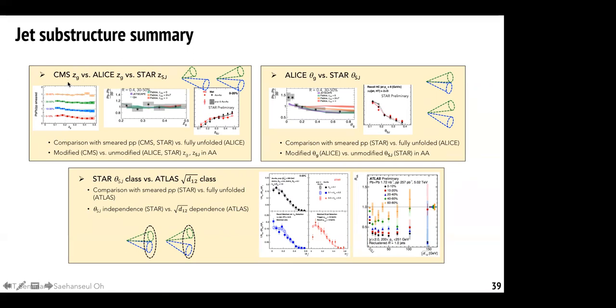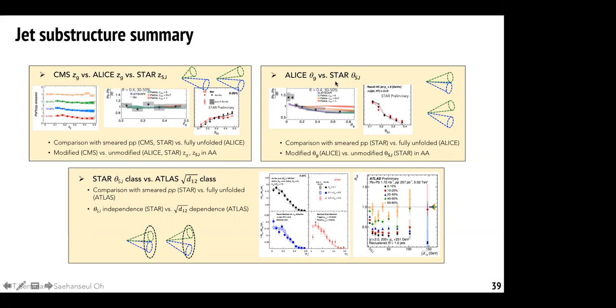So let's compare CMS groomed girth versus ALICE groomed girth and STAR zSJ. In the CMS groomed girth, in heavy ion collisions, it's modified, but in ALICE and STAR, they are not modified. The comparison with the smeared PP was done in STAR and CMS, but the ALICE one is fully unfolded. Anyway, the important part is that in CMS the groomed girth looks modified, but in ALICE and STAR, the groomed girth or zSJ do not look like they are modified. They are not the same.